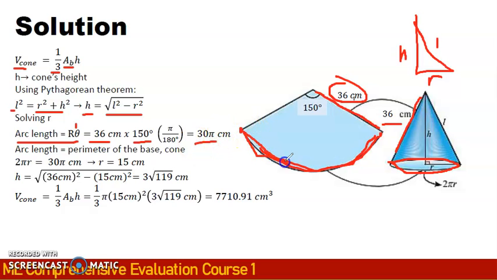Take note that this arc length is equal to the circumference of the circle. That's why the circumference of the circle, 2 pi r, is equal to the arc length, that is 35. From that we can solve the value of r. Then substitute this r into this equation, so that's why h equals this value. Finally, to get the volume of the cone, that's just the area of the base, which is the area of the circle, pi r squared. So pi times the radius, where we got r as 15 cm, squared, times the height, which we also got a while ago.